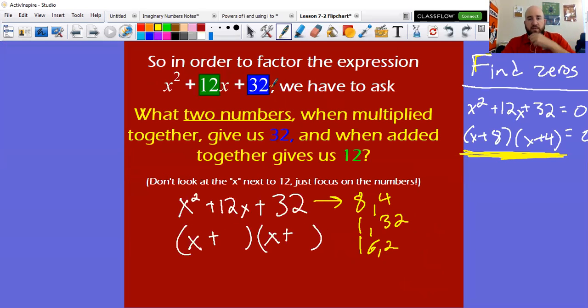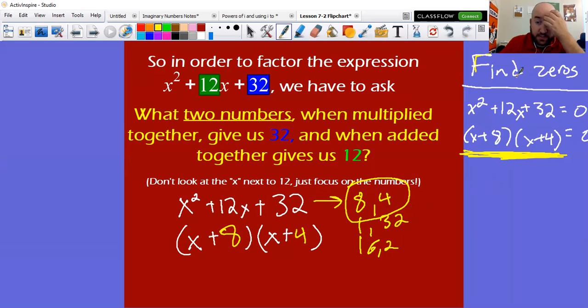All right, so to factor x squared plus 12x plus 32, we have to ask, what can we multiply to give us 32 and when added together give us 12? So I look at my factor pairs. 8 and 4, 1 and 32, 16 and 2. I know it's not the best looking. Since these are both positive, this is super easy. So just two things that multiply to give me 32 that add up to give me 12, which would be 8 and 4.